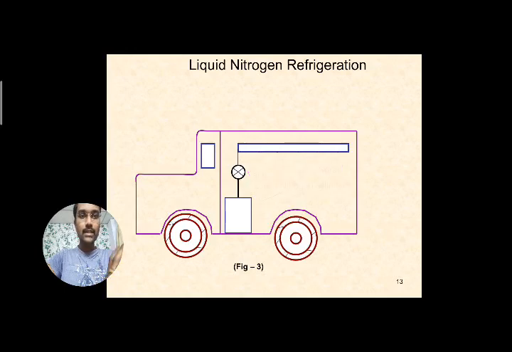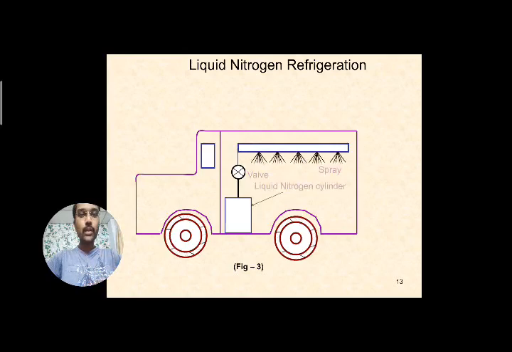So whenever there is transportation of vegetables or meat or fruits, whatever perishable products there are, to transport from one place to another and to store for some time, we use this liquid nitrogen refrigeration method. Within the compartment we can place all these things.